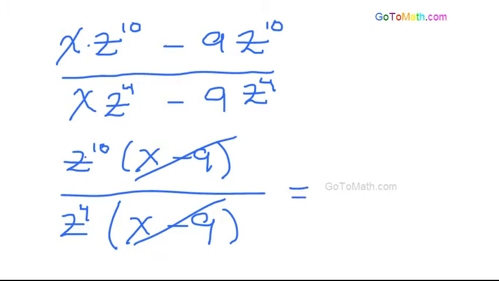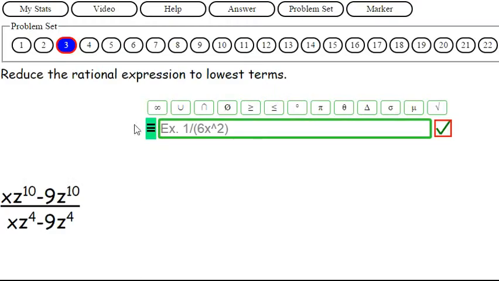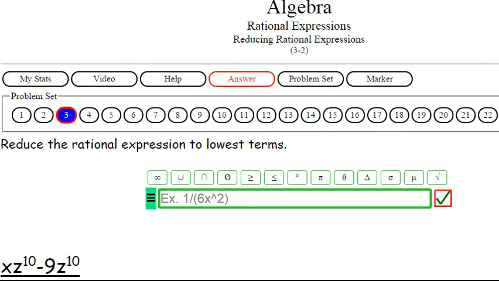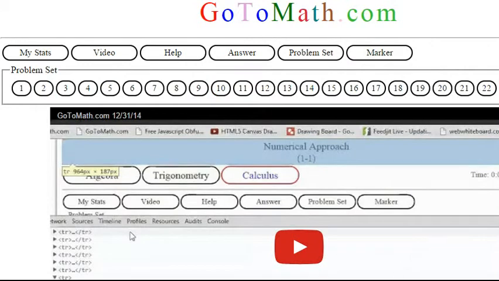Now look at here. I know this is over rational expressions, but this guy reduces down because we've got 10 z's in the numerator, 4 in the denominator. We can cancel all 4 out in the denominator, cancel 4 of them out in the numerator, and we will be left with z to the 6th. Wow, that reduced down, didn't it? Who would have known? There you go. Okay, so we're over here at gotomath.com, working it out. See you in the next problem.